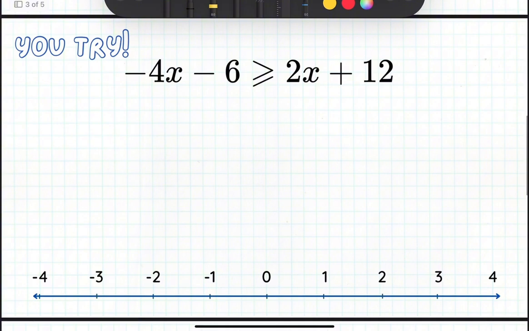Now take a moment to pause the video and try this problem out. And when you're ready, unpause it and let's work on it together.